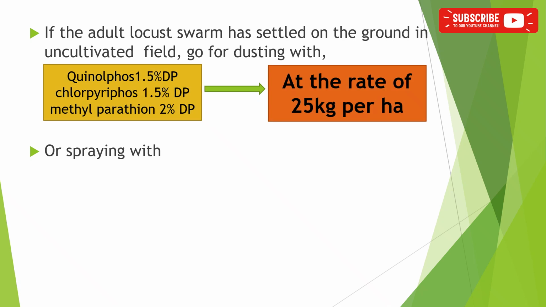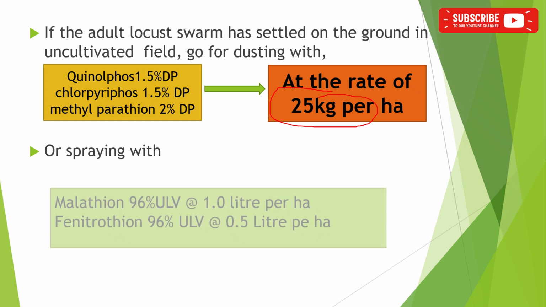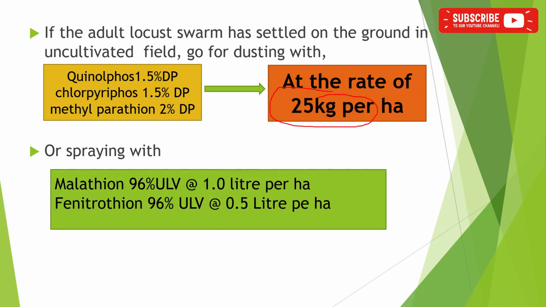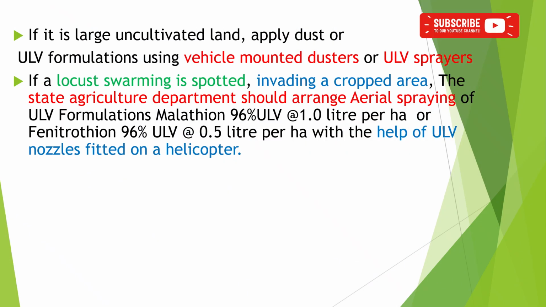If the adult locust swarm has settled on the ground in an uncultivated field, go for dusting with phenthoate, chlorpyrifos or methyl parathion at the rate of 25 kg per hectare, or spraying with malathion 96% or fenitrothion 96% ultra low volume formulation using an ultra low volume sprayer, malathion at the rate of 1 liter per hectare and fenitrothion at the rate of 0.5 liter per hectare.